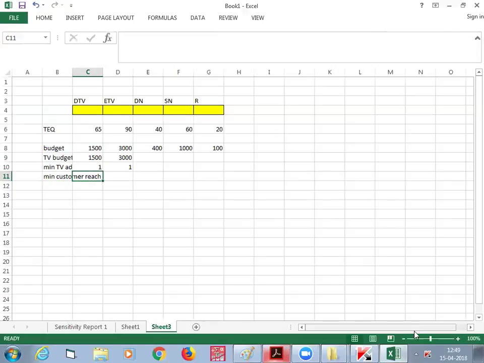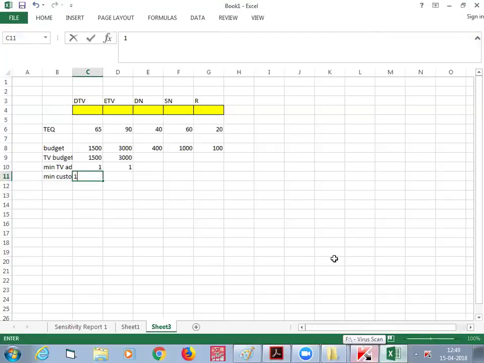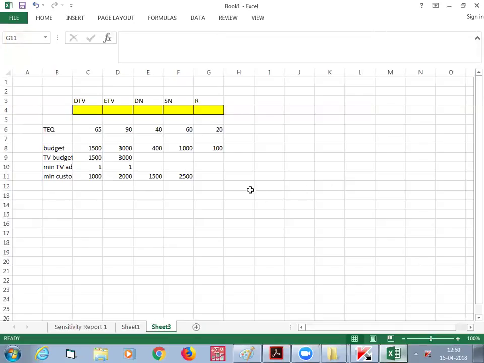Minimum customer reach, what is the customer reach? This one: 1,000, 2,000, 1,500, 2,500 (oh, that's 25,000), and 300. 300 here.